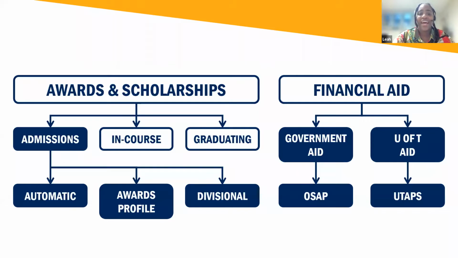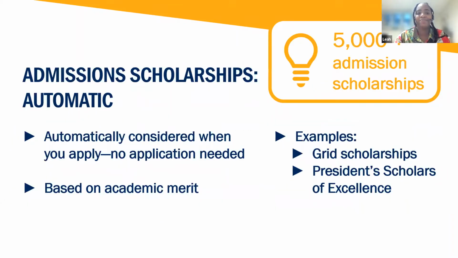Let's start with admissions scholarships. Automatic admission scholarships are those that are based solely on academic merit, meaning that you do not need to submit a separate application for these scholarships. You are considered simply based on your grades. Some examples of these scholarships at U of T would be the grid scholarships offered at U of T Mississauga and Scarborough, and our President's Scholars of Excellence Award.